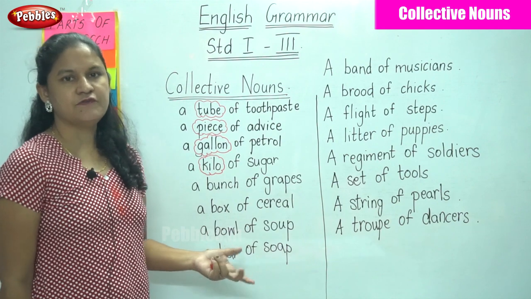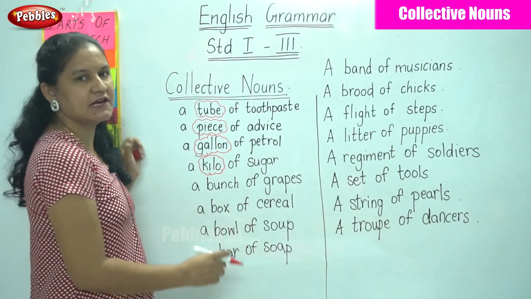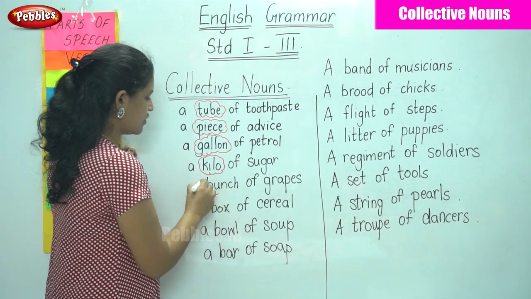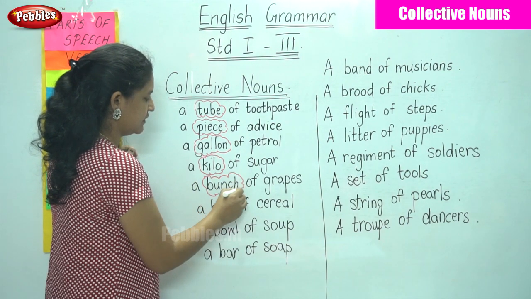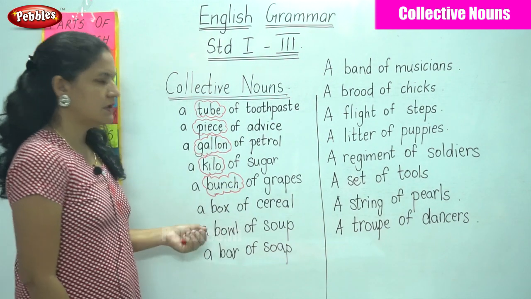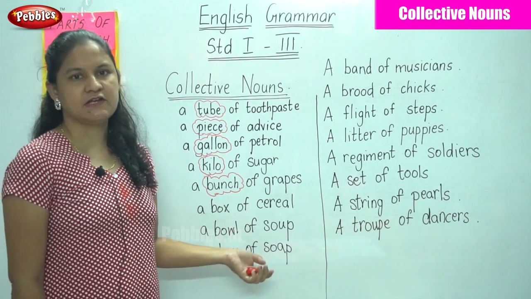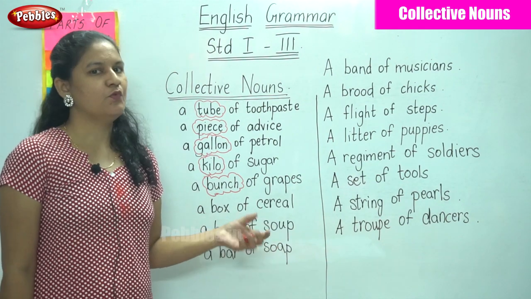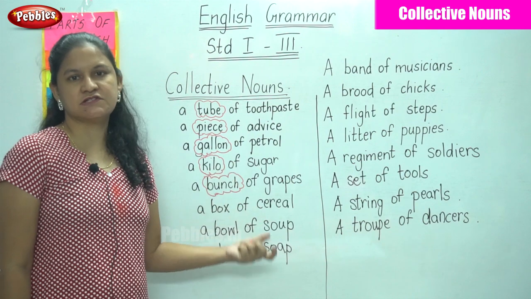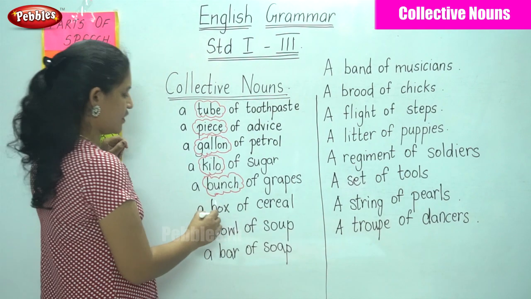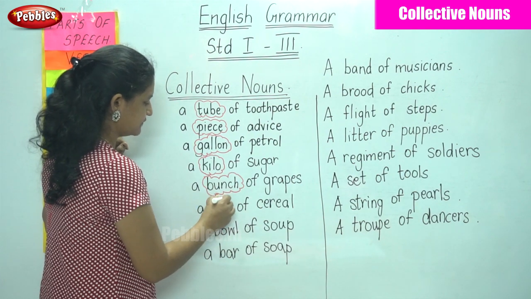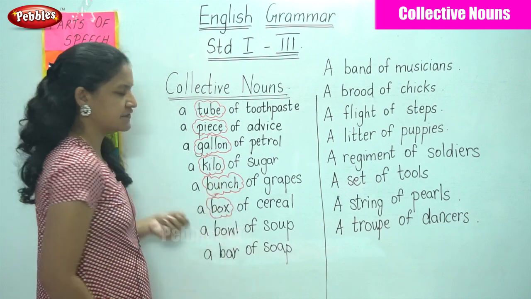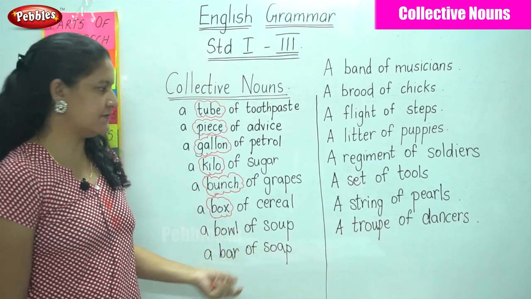A bunch of grapes. So grapes together, the collective noun is a bunch of grapes. So we say a bunch of grapes. A box of cereal. So we buy oats, we buy muesli. So these are all cereals and we call them a box of cereal. So the collective noun is a box of cereal.